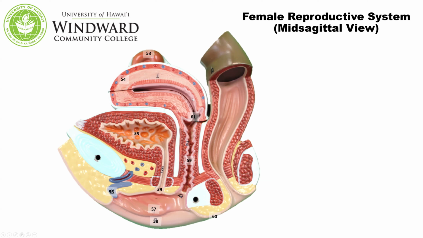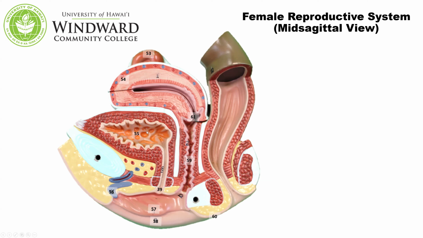61, what was that structure there? Cervix. And 54 was the what? Fundus. Fundus of the uterus. So uterine fundus. Be sure there to say that it's uterine fundus and not just fundus.